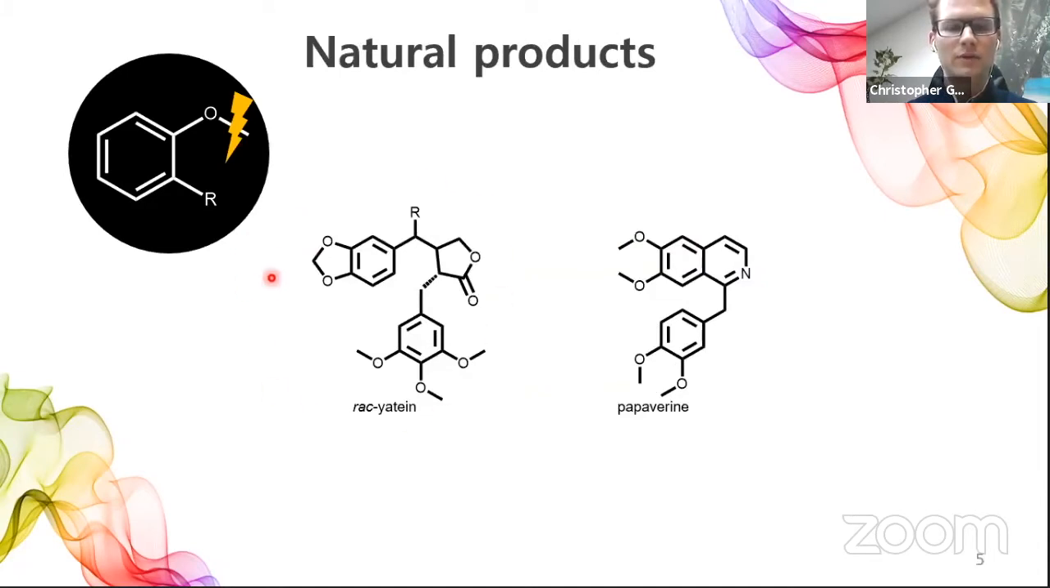In my presentation, we will also take a look at these two natural products. The racemic yatein, which is a rather large compound with 3 methoxy groups, which is a precursor of podophyllotoxin, which can be used to treat warts, as well as papaverine, which contains 4 different kinds of methoxy groups, which can be used to relax our muscles, and can also inhibit human prostate cancer cell growth.